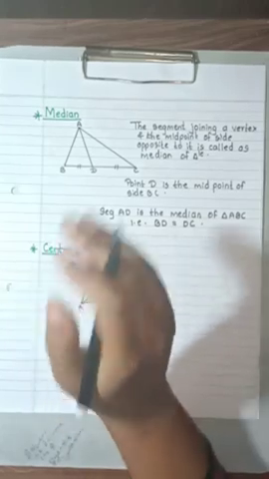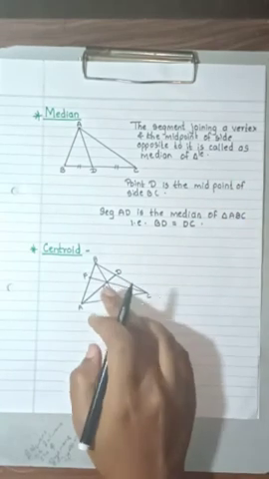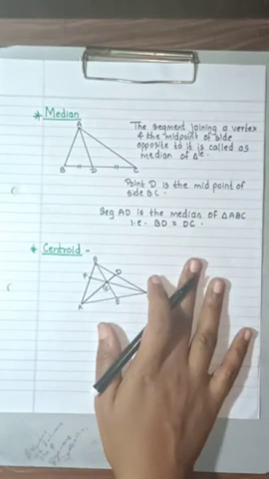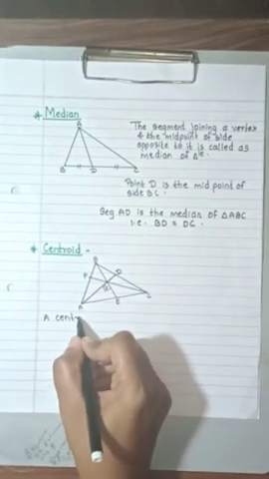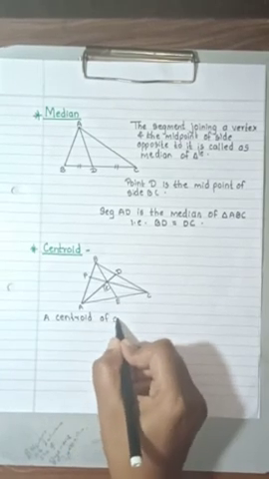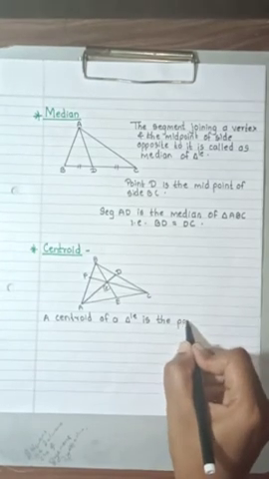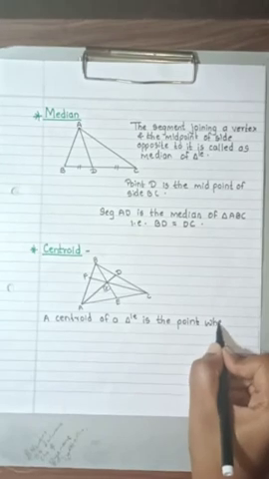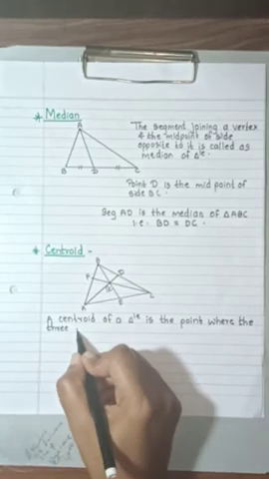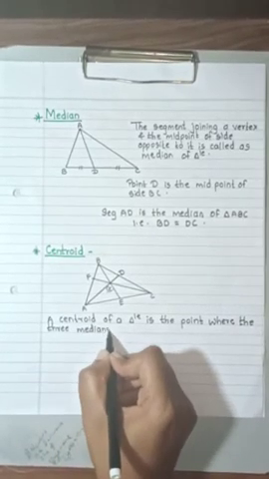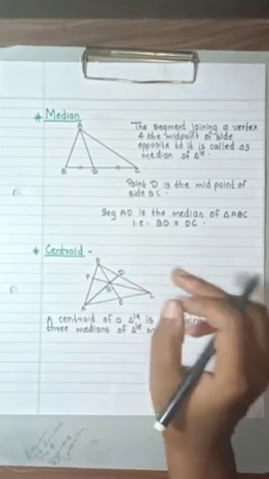Therefore, the centroid is also called the center of gravity of the triangle. Is it clear to all? So I'll just write down here. A centroid of a triangle is the point where the three medians of the triangle meet. Okay, what is the centroid?